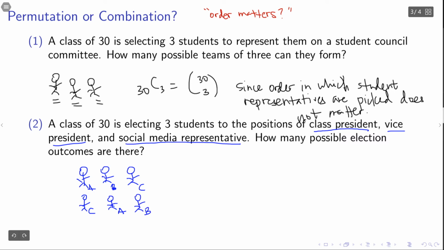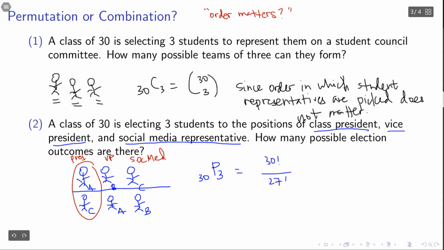Right? If you think about it as whoever you pick first is going to be the president, and then the VP for the next one, and then social media for the last one. Right? So these are 2 different outcomes. So here order matters, therefore it's 30P3. Or in other words, it's 30 factorial over 27 factorial. Okay, so I'll just write that down since order matters here.